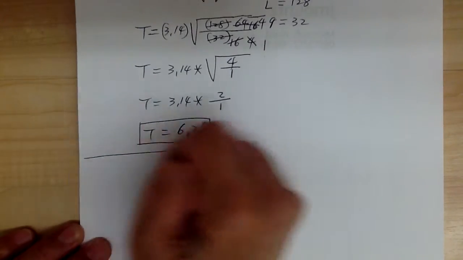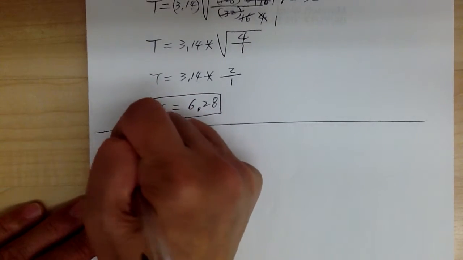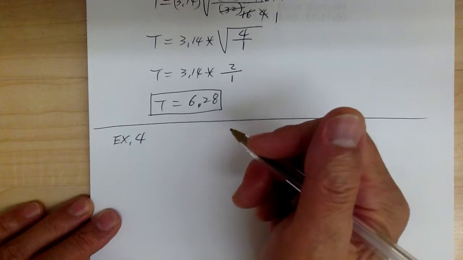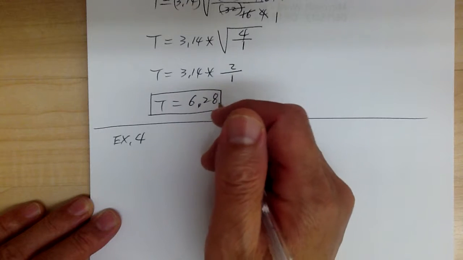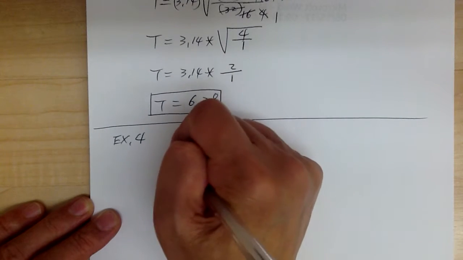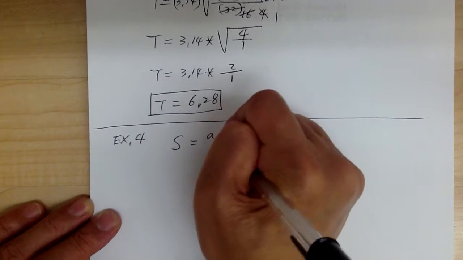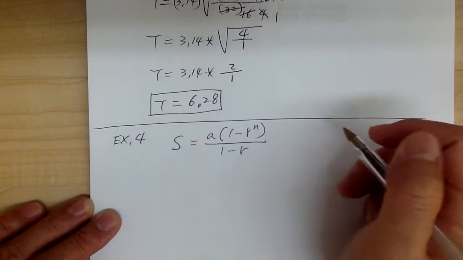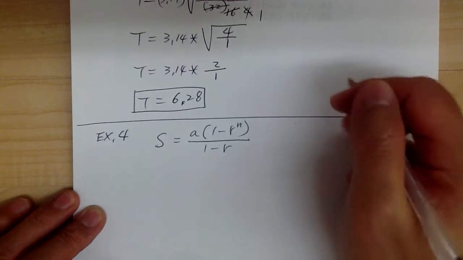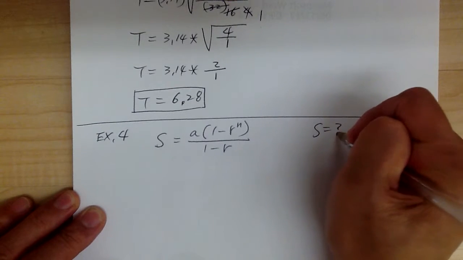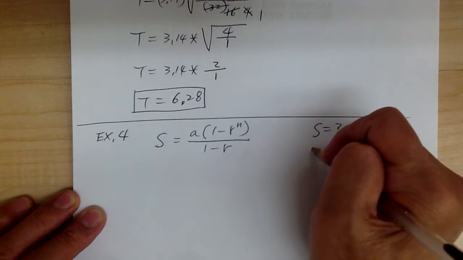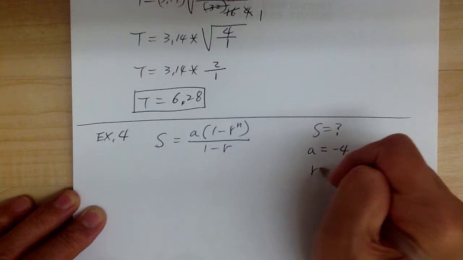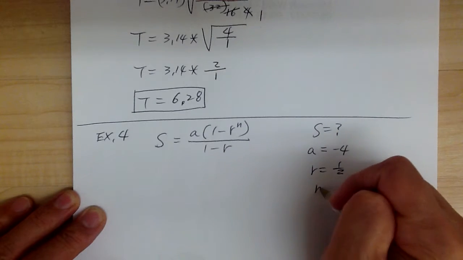So this is for physics. Now let's go to example 4. It says sum of a geometric series, so this is for math. The formula is S, for sum, equals A times 1 minus R to the n, divided by 1 minus R. It says find S. So you can write down what you're looking for and what's given: A equals -4, R equals 1 over 2, and n equals 3.